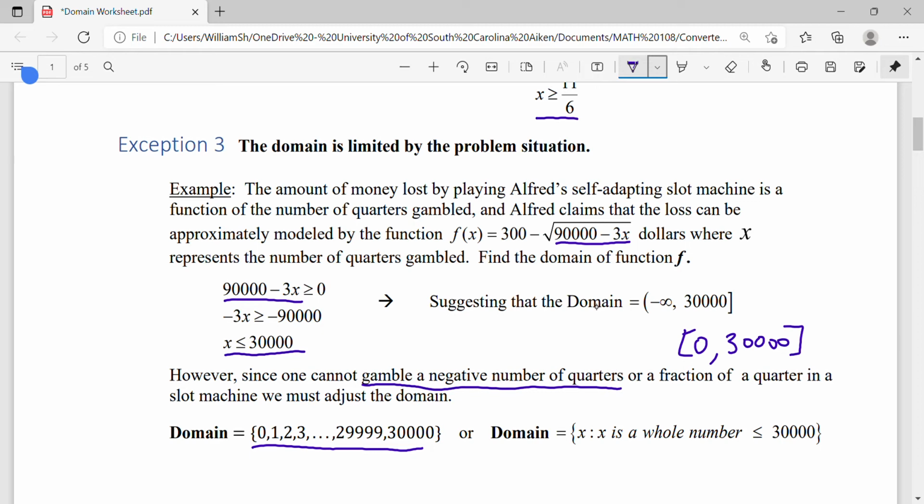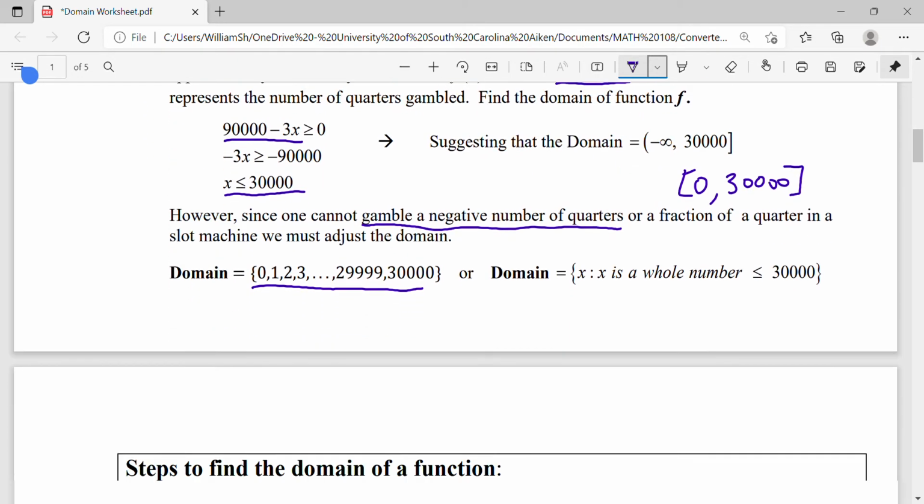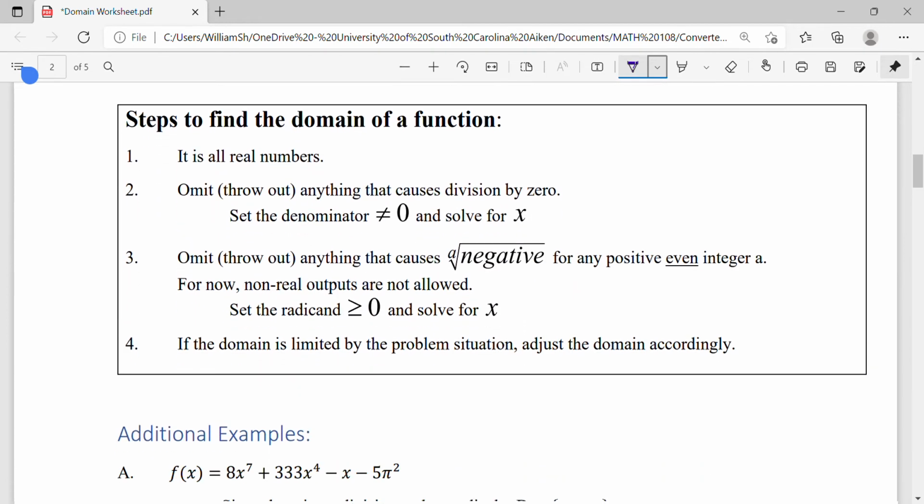Or we can write it in a little more fancy way and say x such that, that's what the dot dot means, x is a whole number that's less than or equal to 30,000. So you have to be careful about your problem situation here. So we've got 4 outlined steps here on how to find the domain of a function.